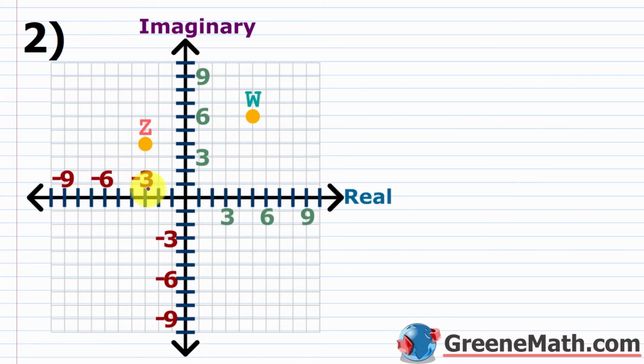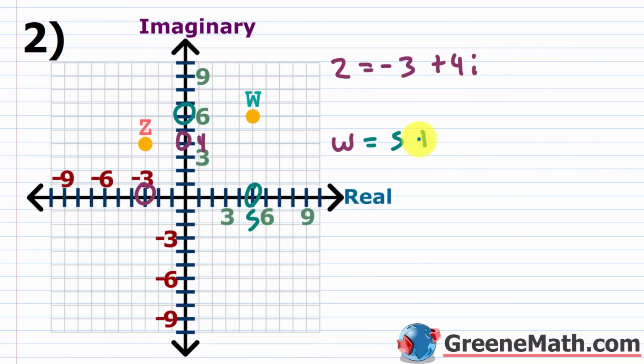So for z, the real part is -3 and the imaginary part is 4. So let's say that z is equal to -3 plus 4i. Then for w, the real part is going to be 5 and the imaginary part is going to be 6. So we'll say this is 5 plus 6i. Again, this is following the format of a plus bi. Okay, so a is the real part, b is the imaginary part.